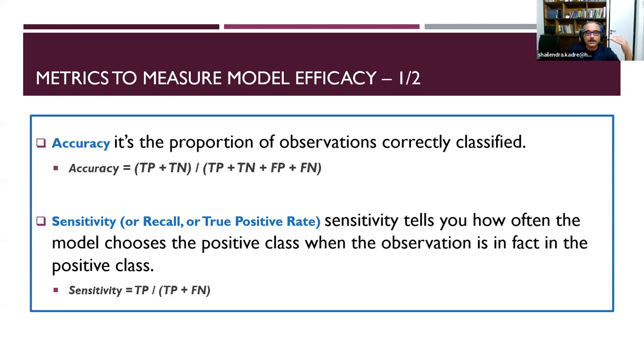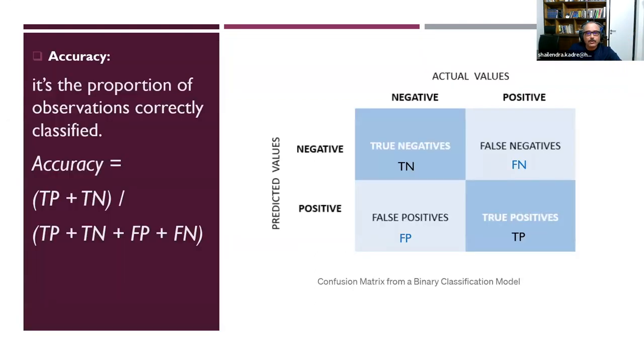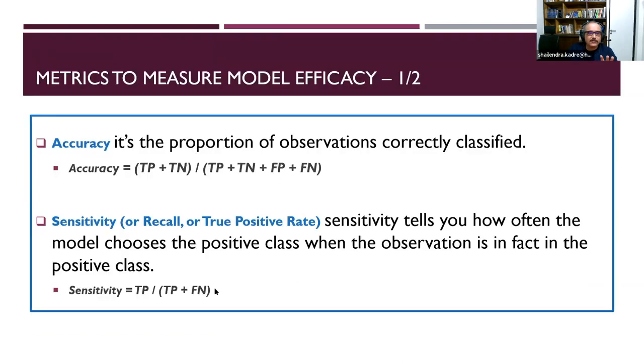Some people are very smart. You tell them sensitivity, they will tell the equation. But what I do is make this four-quadrant figure, with true positive, true negative, all four, and with respect to this I remember which is sensitivity and which is accuracy. Accuracy is very simple: true positive plus true negative divided by everything. Sensitivity is true positive upon true positive plus false negative. Sensitivity is also called recall or true positive rate.